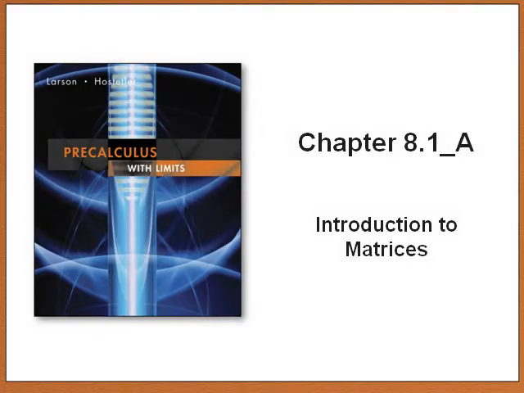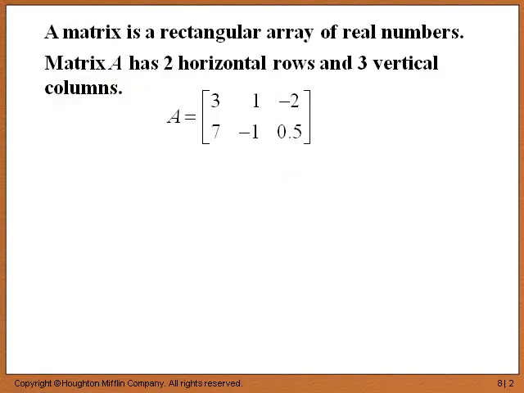This is section 8.1a, Introduction to Matrices. A matrix is a rectangular array of real numbers. Matrix A has 2 horizontal rows and 3 vertical columns.